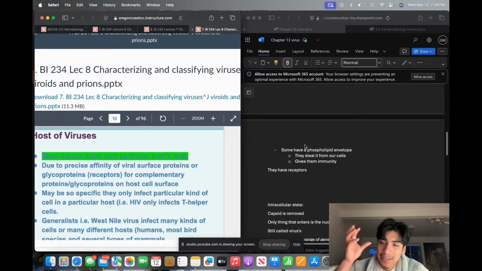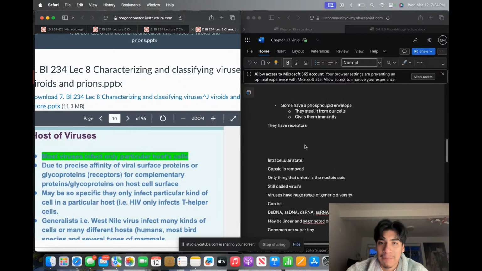And the way that it steals it is that a virus is going to go through a cell wall and it's going to puff out, but it's going to take that wall that it went through. It's like if you had a wall of slime and you poked anything through it. Once you poke your finger through, the slime is going to encase your finger. And that's the way it's stealing your phospholipid bilayer.